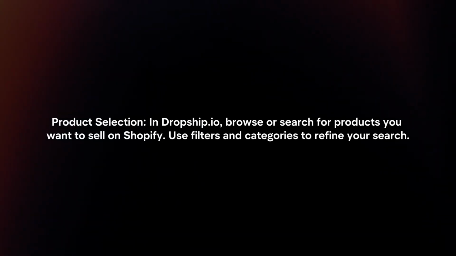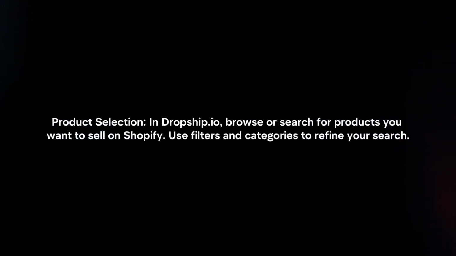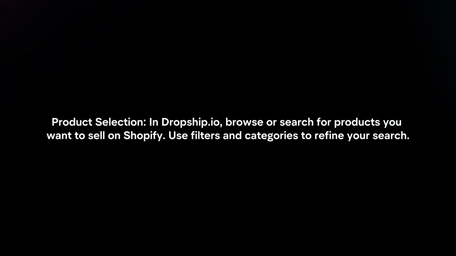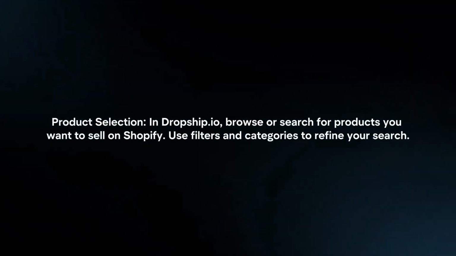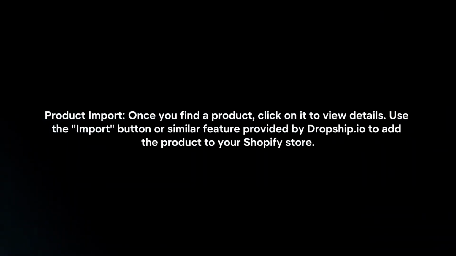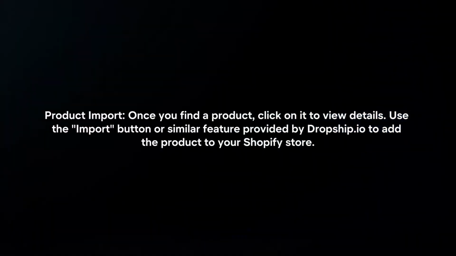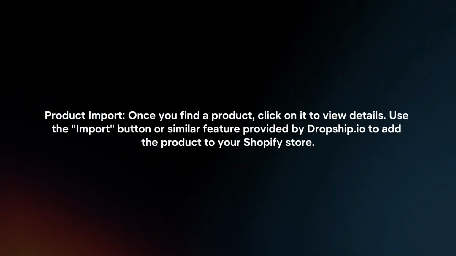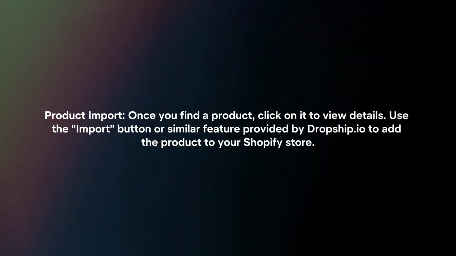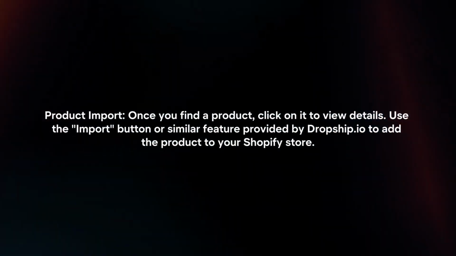Product selection. In Dropship.io, browse or search for products you want to sell on Shopify. Use filters and categories to refine your search. Product import. Once you find a product, click on it to view details. Use the import button or similar feature provided by Dropship.io to add the product to your Shopify store.